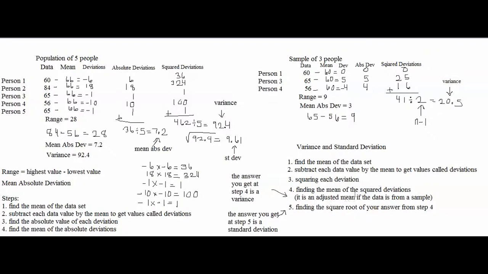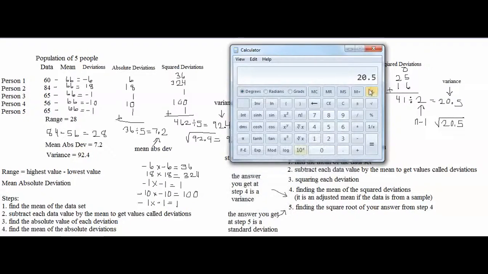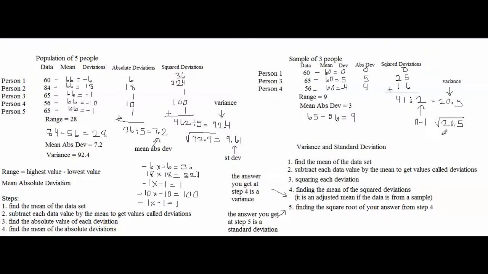And if you want the standard deviation, you just move on to step 5, which is just finding the square root of the variance. What's the square root of 20.5? We can hit the square root key, and it's about 4.53. So this is our standard deviation.